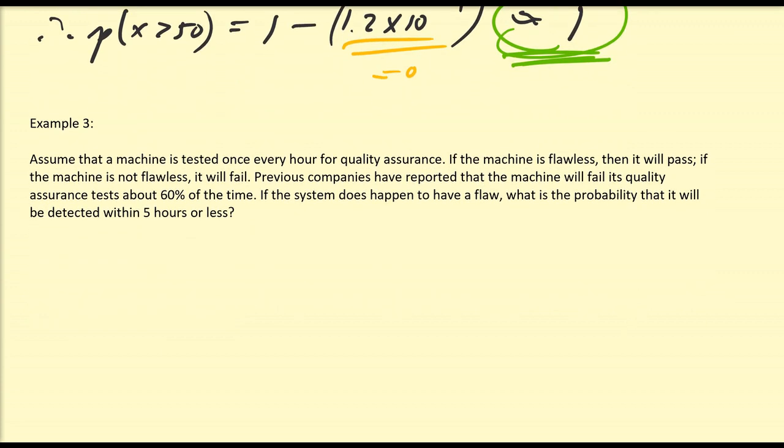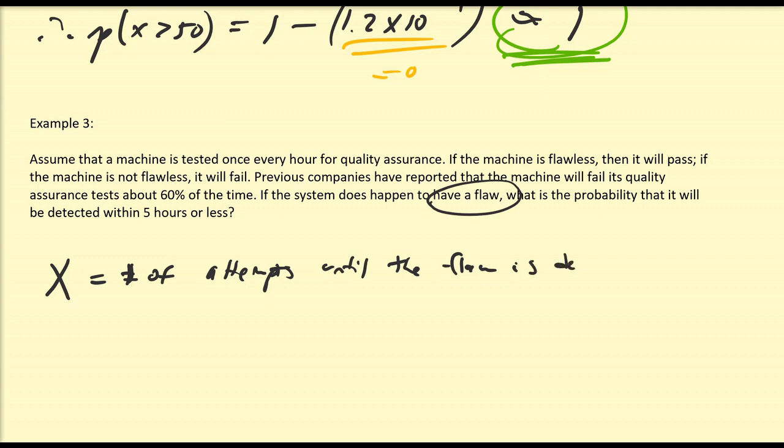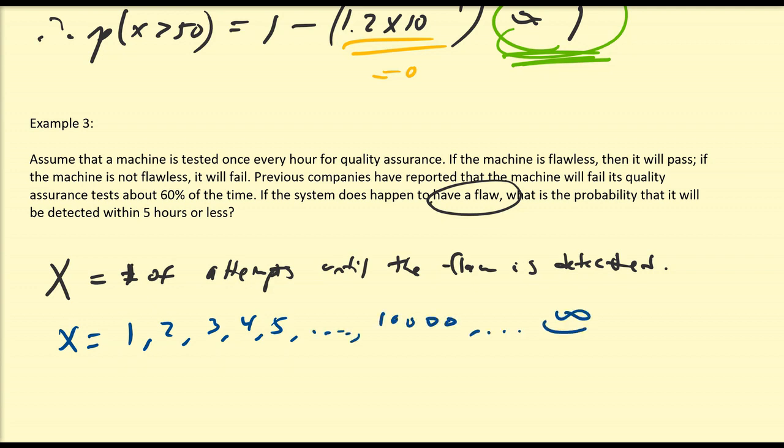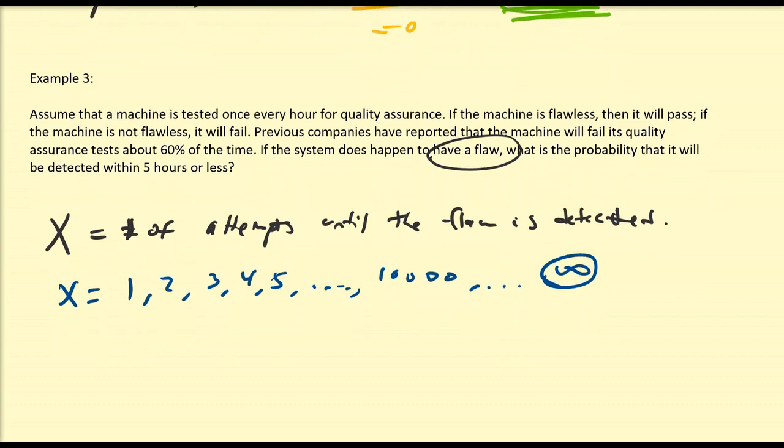So let's list down the possible scenarios. So we're going to define x to be equal to the number of attempts or trials until the flaw, because we're assuming that it does have one, is detected. So x is the number of attempts until the flaw is detected. So the minimum value that x could have is 1, because you have to have at least one trial in order to detect something. 2, 3, 4, 5, and technically it could go out to like 10,000 trials until it actually is effective. So this is technically not bounded above, but bounded below by 1.